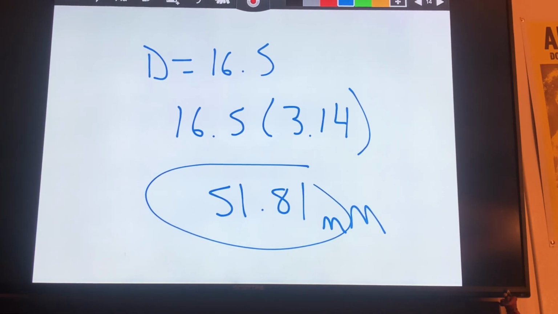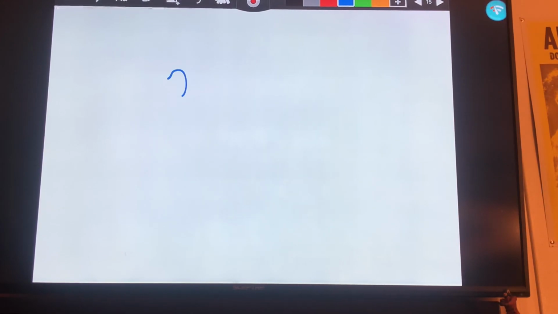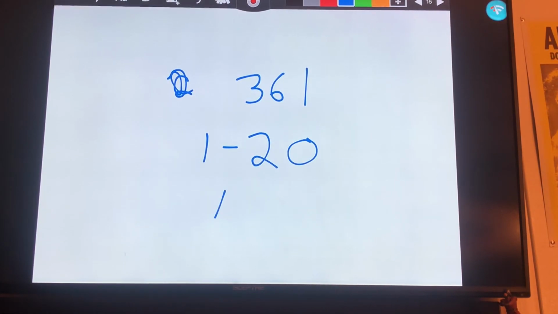Alright, my friends. With that being said, we have completed our learning of circles. Feel free to go back and practice any of this. And I do have your homework for the first portion of circles. It's going to be on 277. Just kidding, I meant it is going to be on page 361, and it is going to be 1 through 20 all.